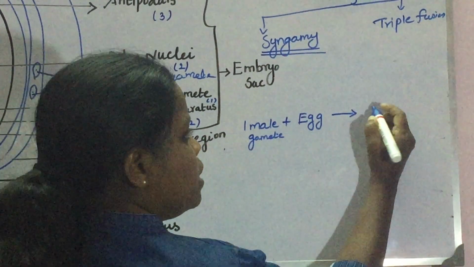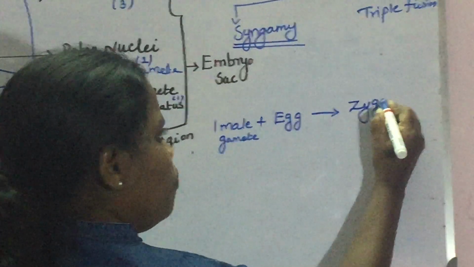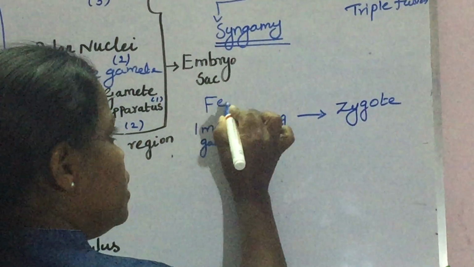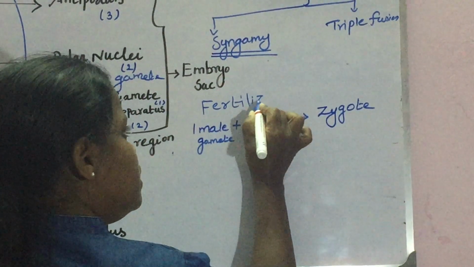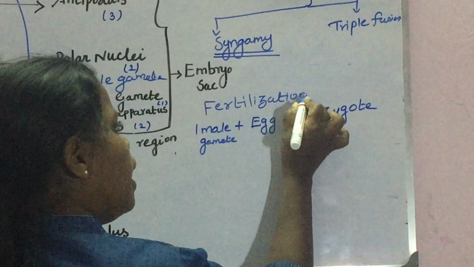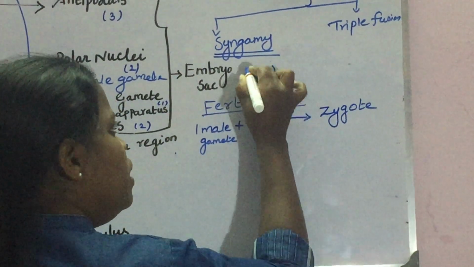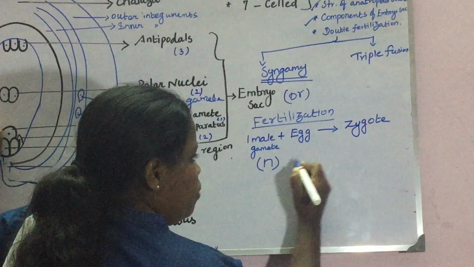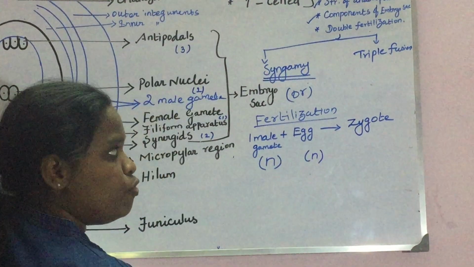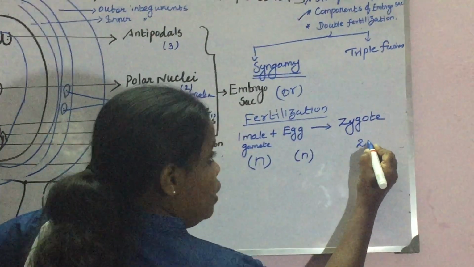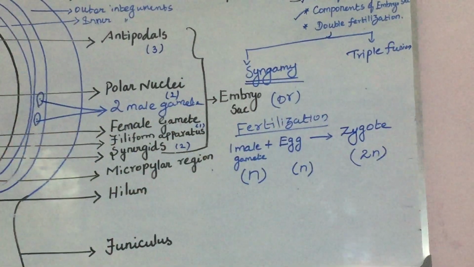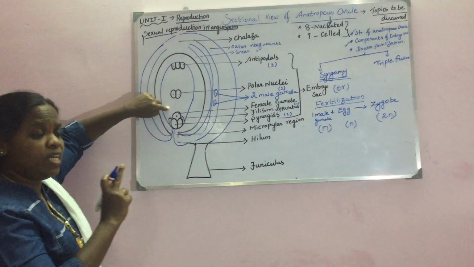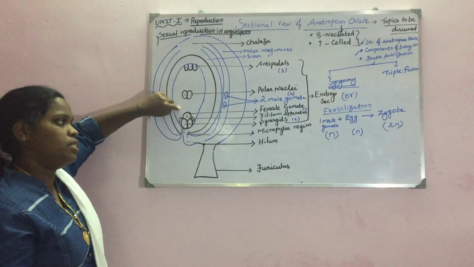As a result, we will get a zygote. This process is called fertilization or syngamy. The male gamete carries n number, the female gamete carries n number of chromosomes, and the zygote has 2n number of chromosomes. That is the diploid number. Are you clear? That is the first step of double fertilization.